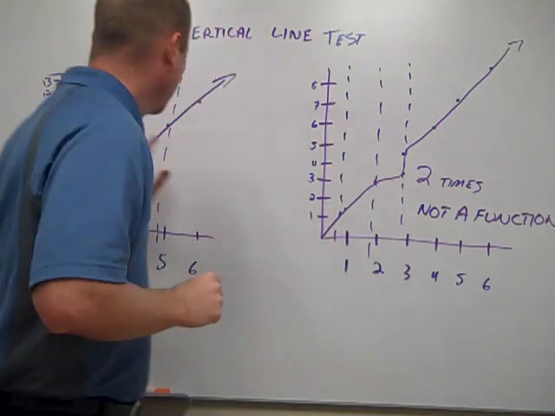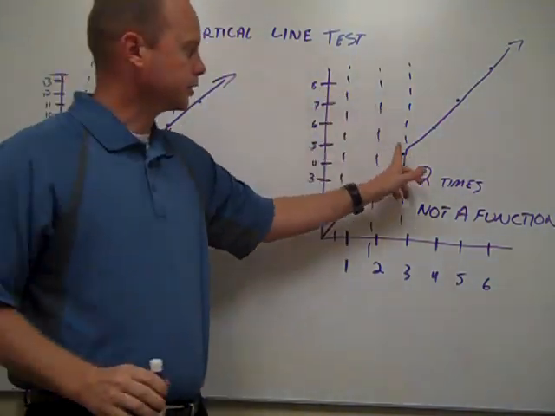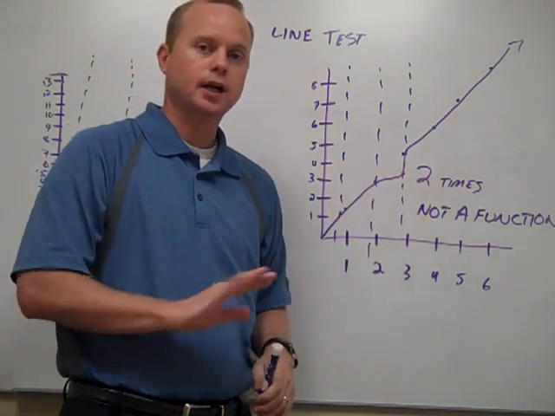Okay, remember the vertical line test: if it intersects one time, it is a function. If it intersects more than once, like it did in this case, it's not a function.